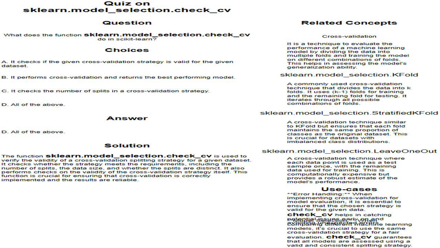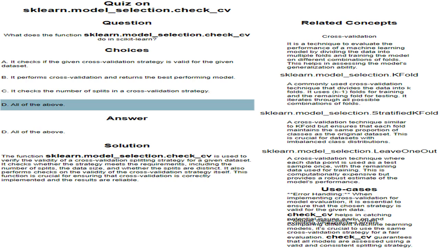What does the function sklearn.model_selection.check_cv do in scikit-learn? A. It checks if the given cross-validation strategy is valid for the given dataset. B. It performs cross-validation and returns the best performing model. C. It checks the number of splits in a cross-validation strategy. D. All of the above.